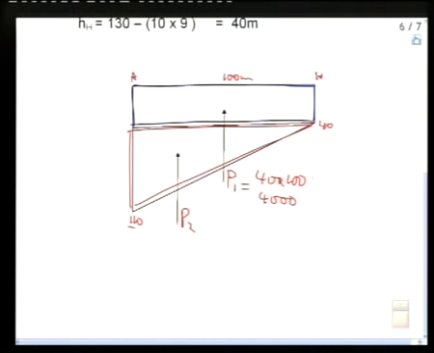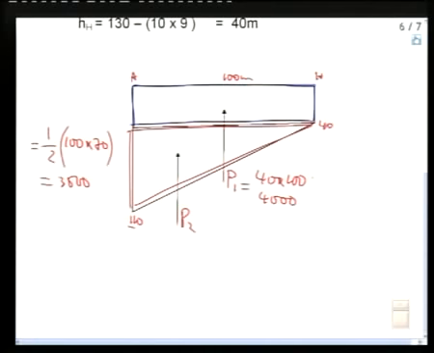P2, the area of the triangle, is half the base, the base is 100, by the height. What is the height? Don't forget to subtract 40. This is 70, right? Multiplied by what? That's it. 3,500. So now the area of the triangle is 3,500. The area of the rectangle is 4,000.